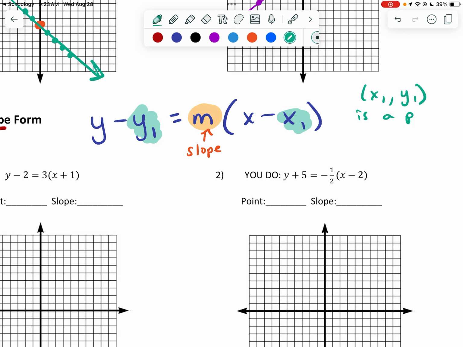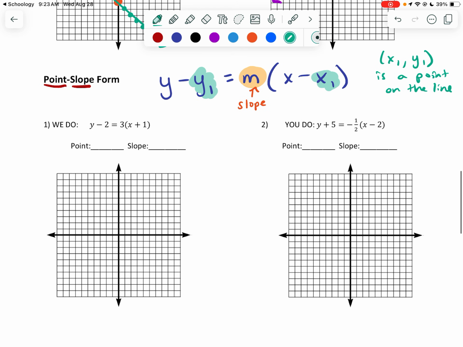It's just a point on the line. It's not necessarily your y-intercept, it's just a random point. Okay, so using that, we want to write the point and write the slope, and then we'll graph both things and make our line.